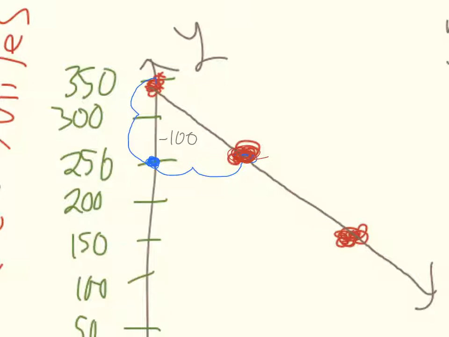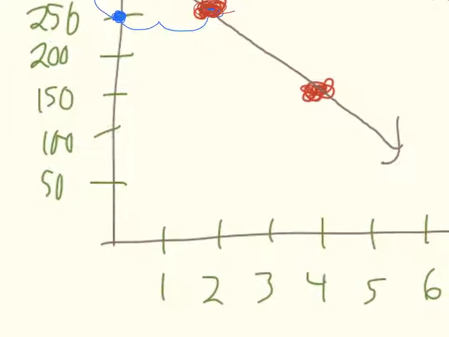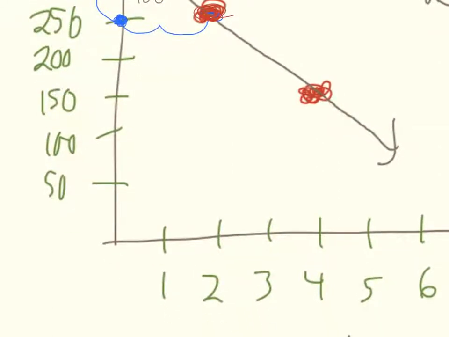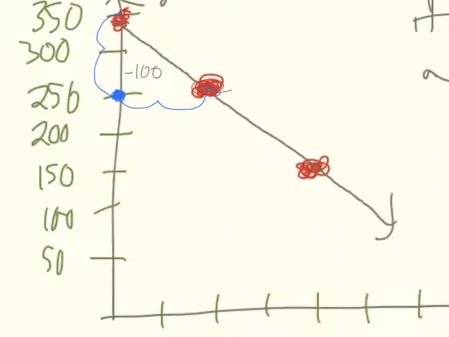And then from this blue dot here all the way to where it is now, standing on the line, it went over one space, two spaces, because it's at 2 down here on our x-axis. So here it moved over 2.